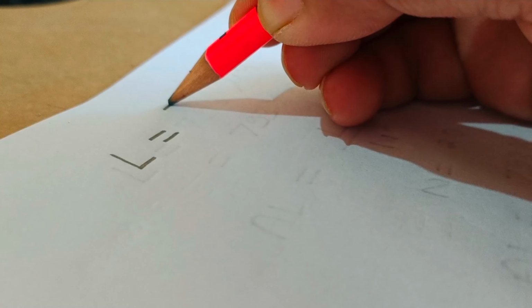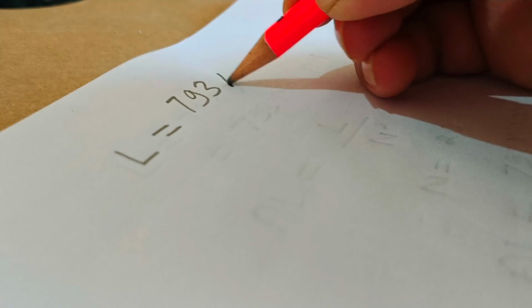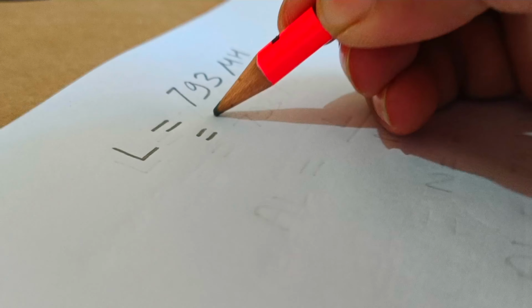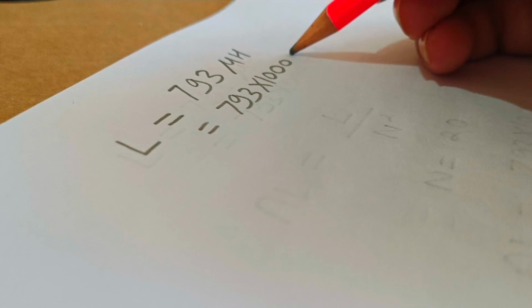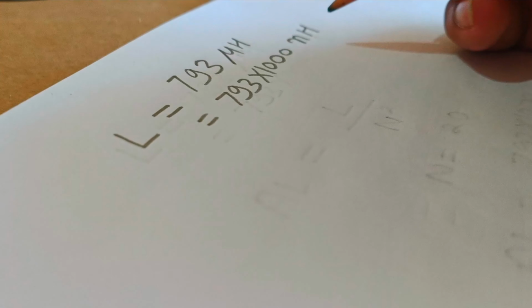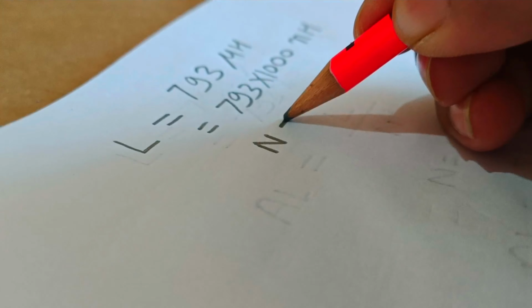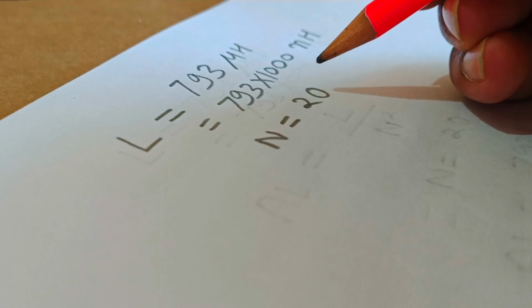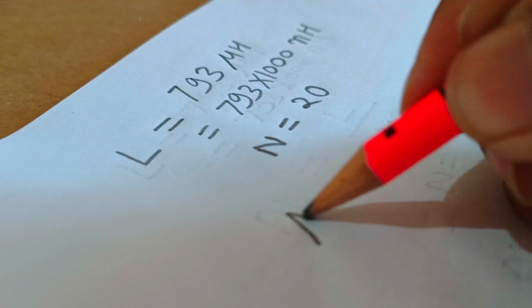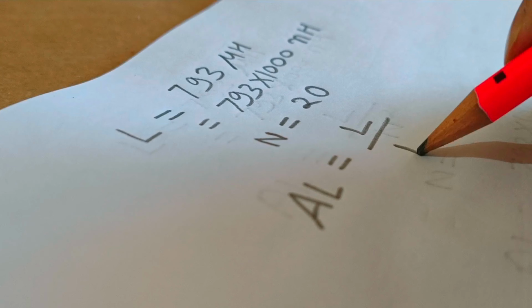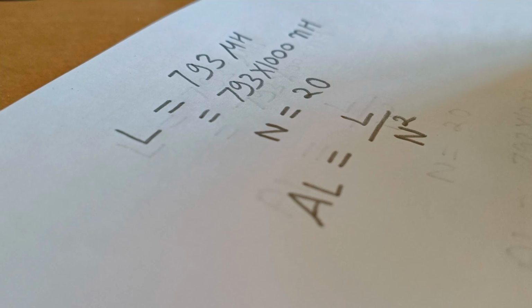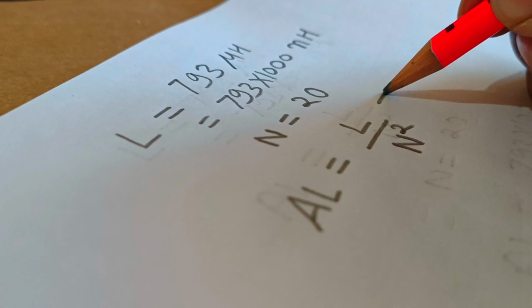Now we measured L equal to 793 microhenry. We will convert this into nanohenry: 793 multiplied by 1000. And we have number of turns equal to 20. Now the AL factor formula is AL equals inductance divided by number of turns square. So we'll put the values in.